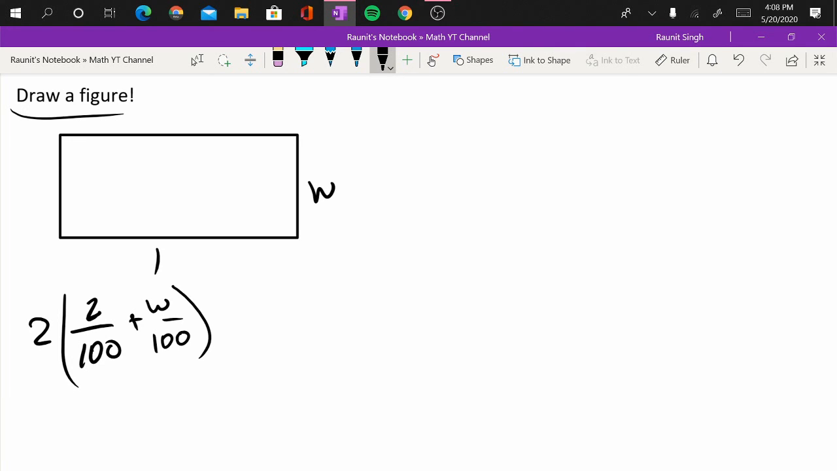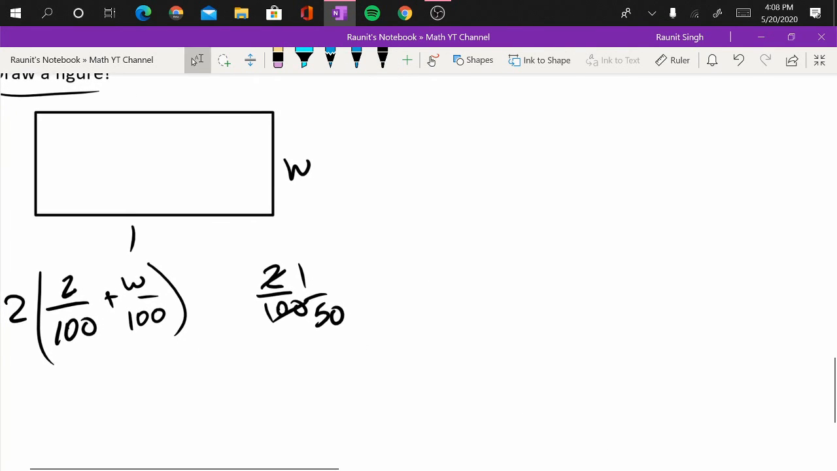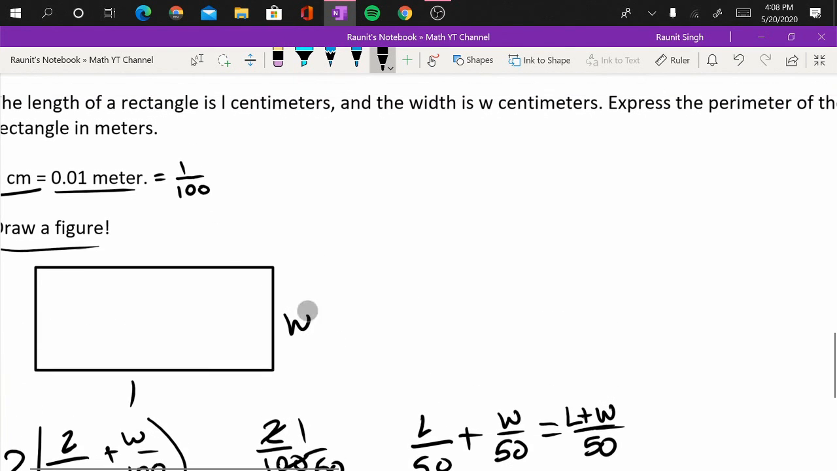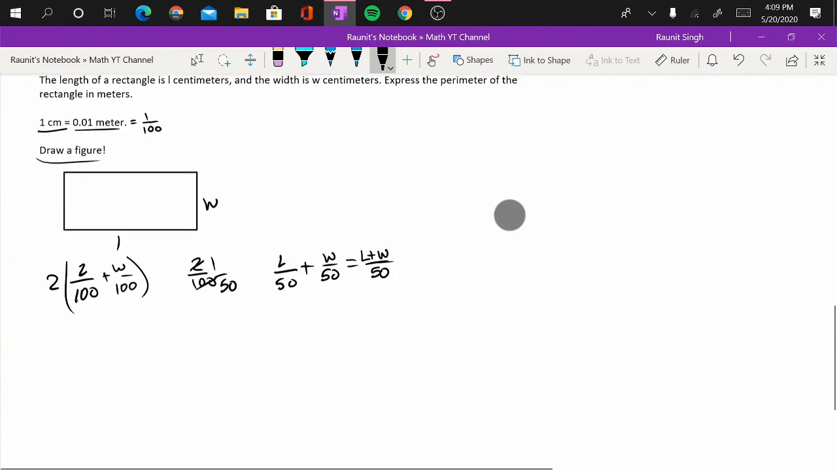So now we can use the distributive property. And then we know that 2 over 100 is equal to 1 over 50. So then you get L over 50 plus W over 50, which is equal to L plus W over 50. And that is your answer for the last example.